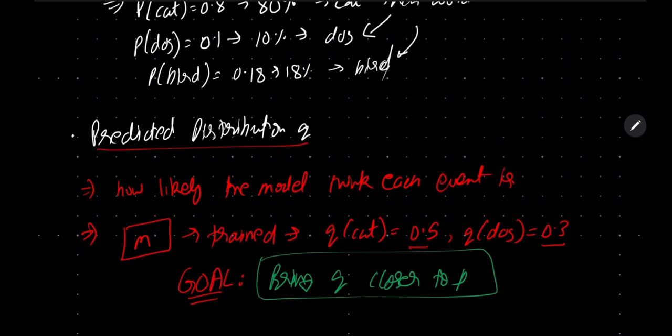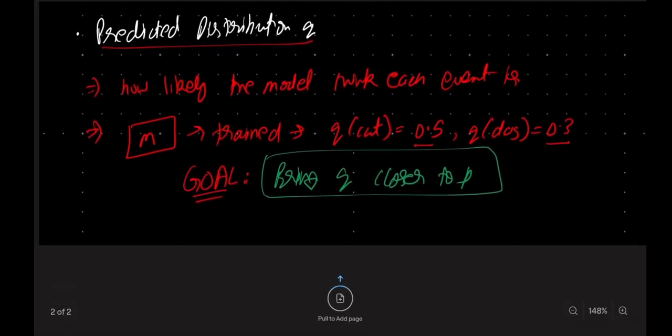Now I think we have understood the majority part of what probability distribution is, right? So I think let's move to the next page, that is going to be cross-entropy.